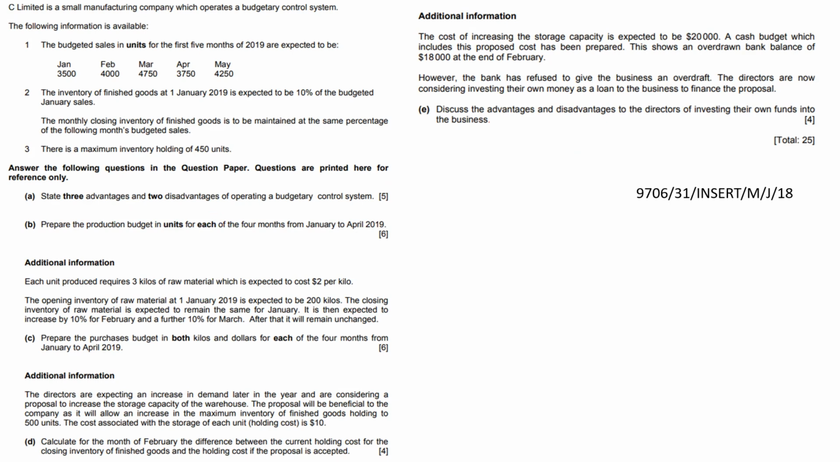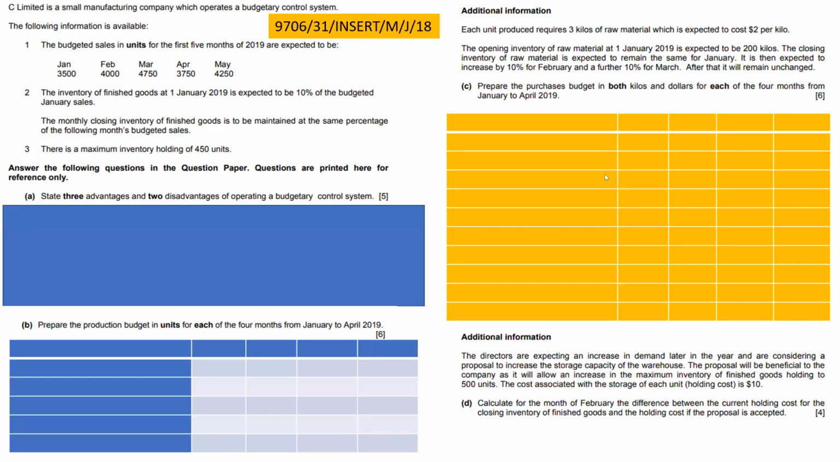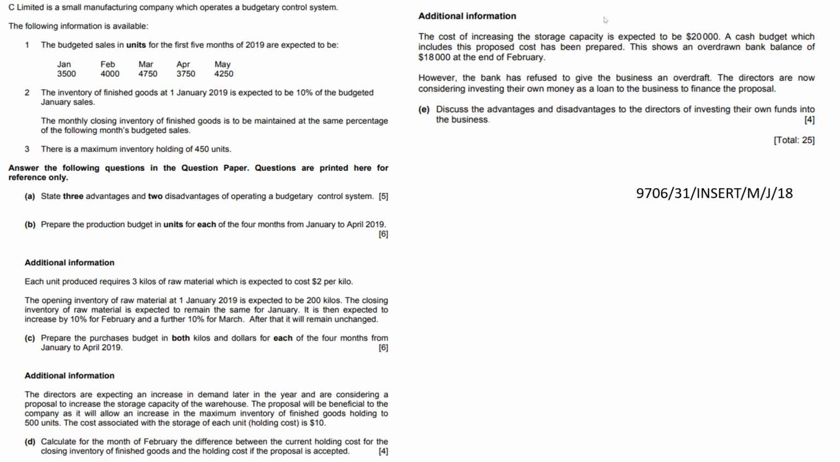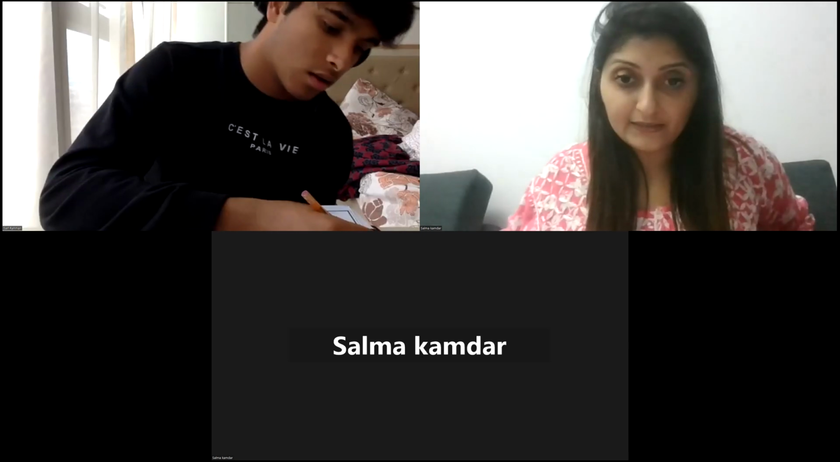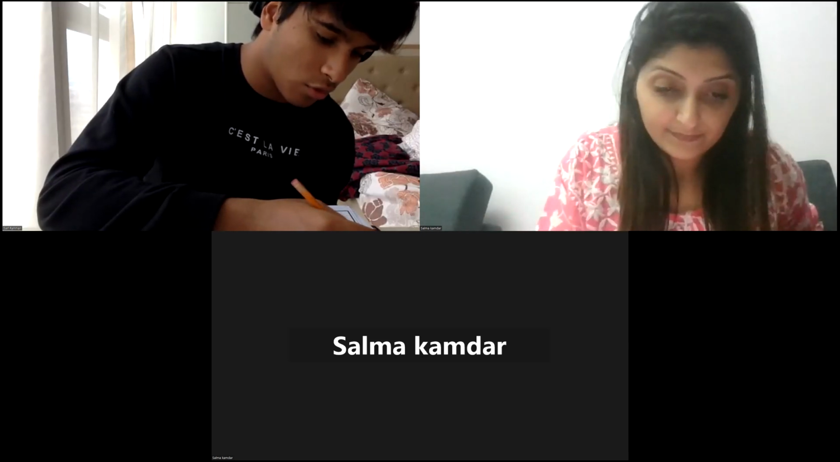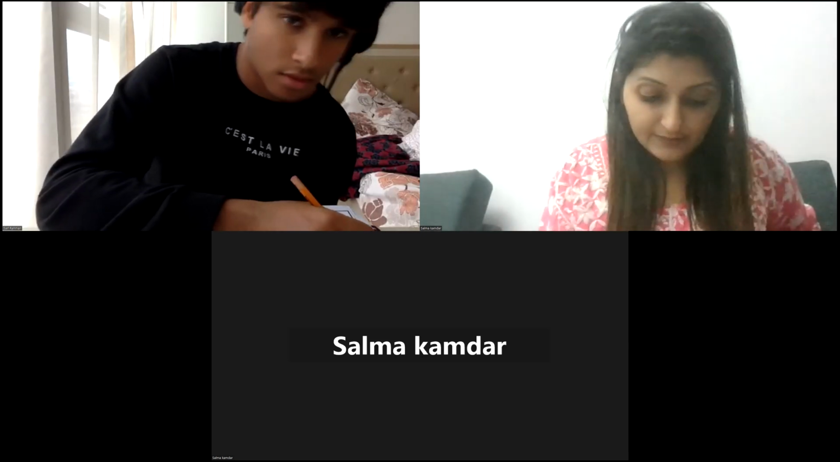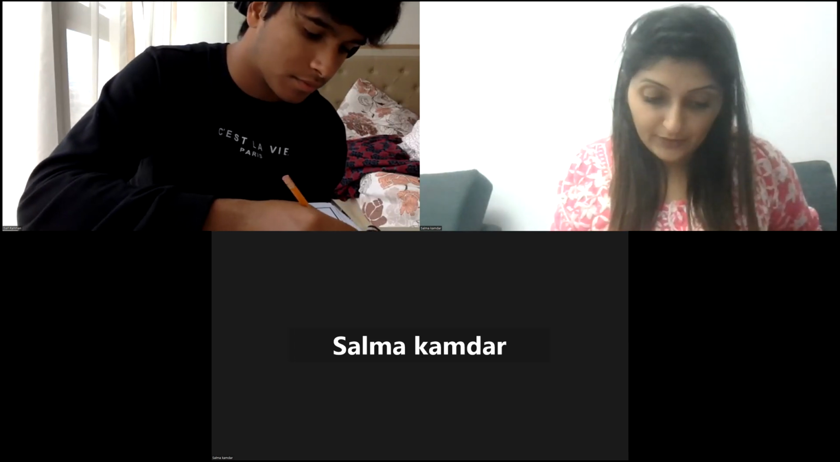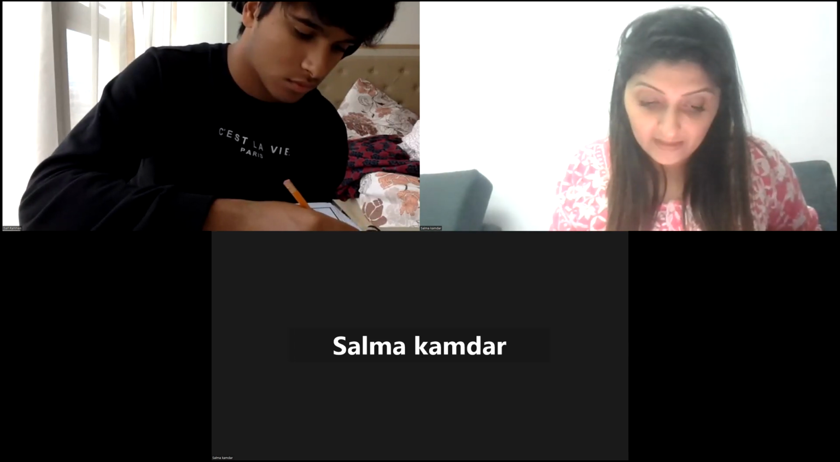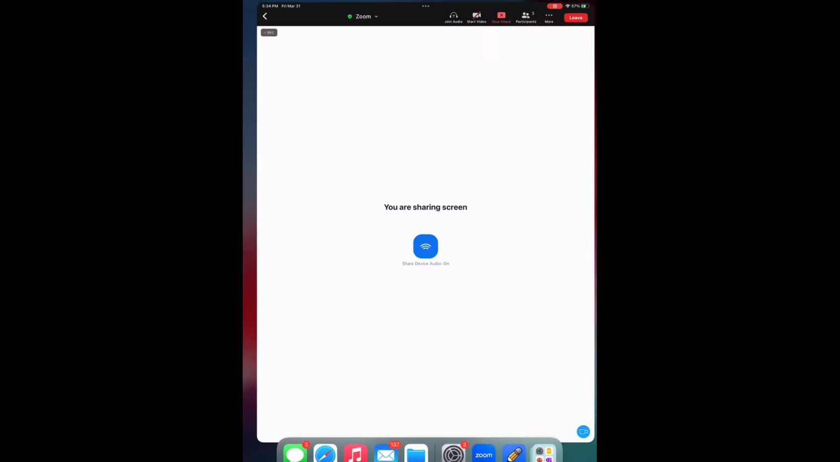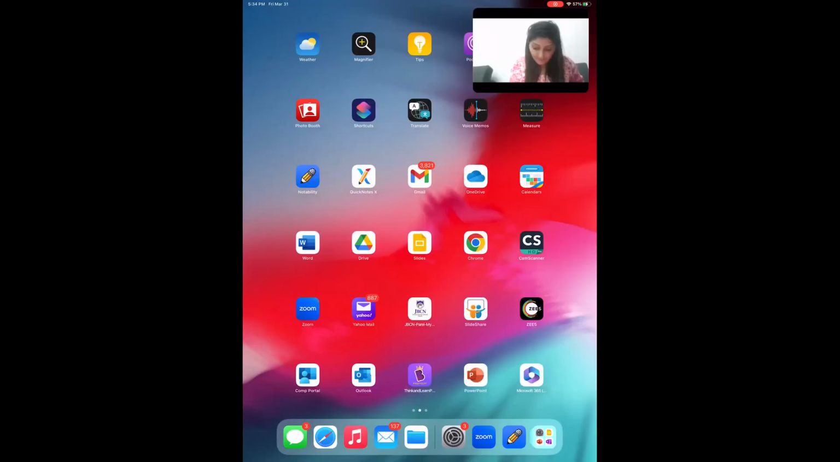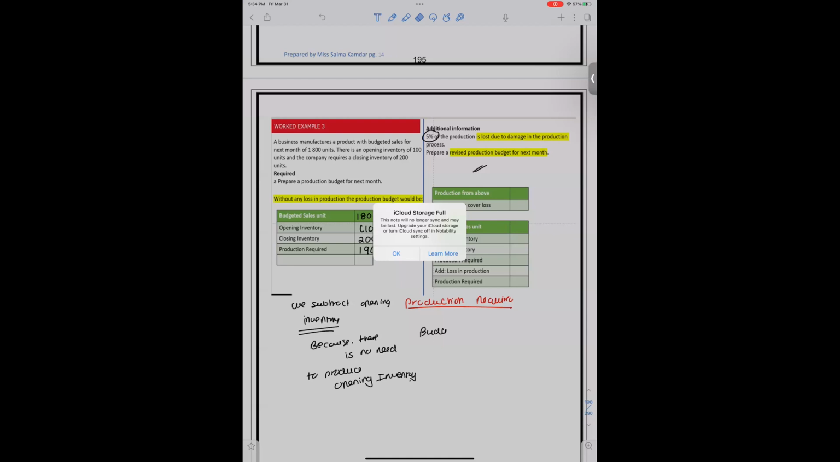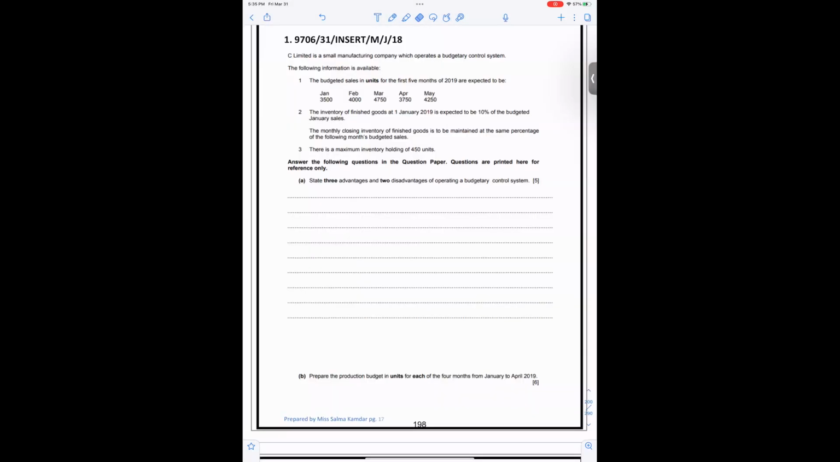It helps make better decisions. You can manage costs more effectively, and it motivates employees. And it's part of a strategic plan. Okay, come on, write along with me. What are the benefits of preparing the budget? Operating a budgetary control system.